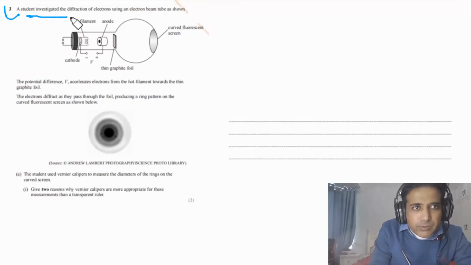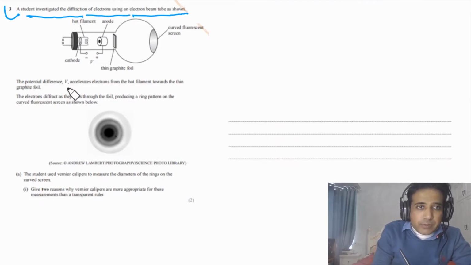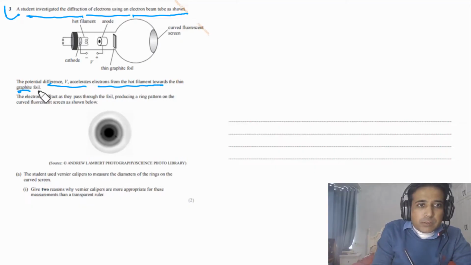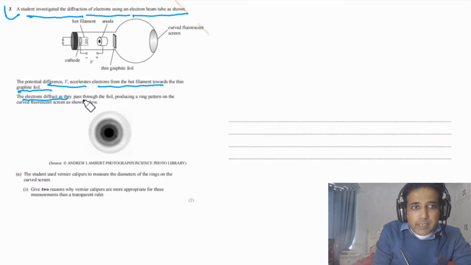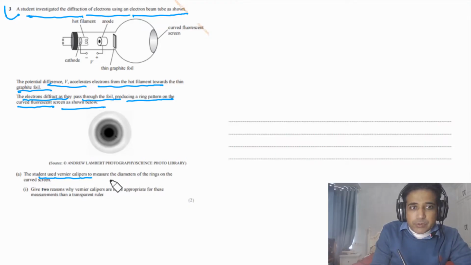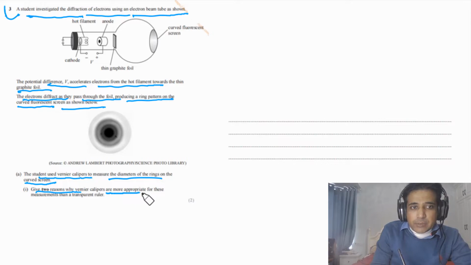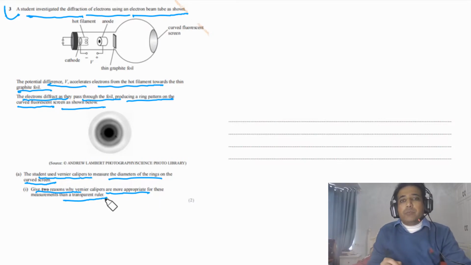Question 3 says, a student investigated the diffraction of electrons using an electron beam tube as shown in the figure. The potential difference V accelerates electrons from the hot filament towards the thin graphite foil. The electrons diffract as they pass through the foil, producing a ring pattern on the curved fluorescent screen as shown below. For part A, the student used vernier calipers to measure the diameters of the rings on the curved screen. Give 2 reasons why vernier calipers are more appropriate for these measurements than a transparent meter rule.